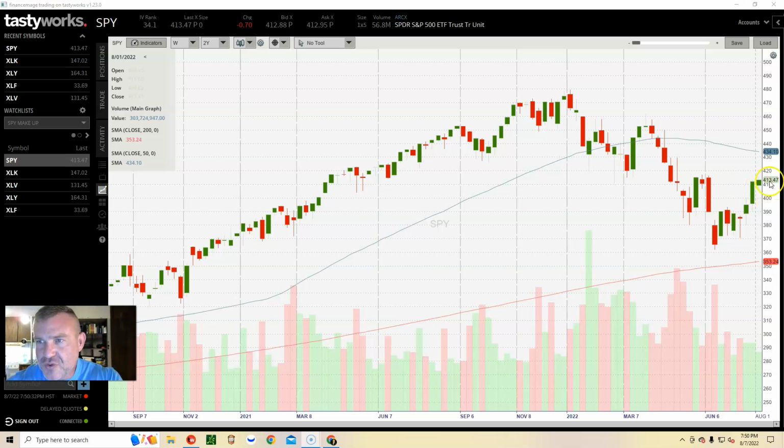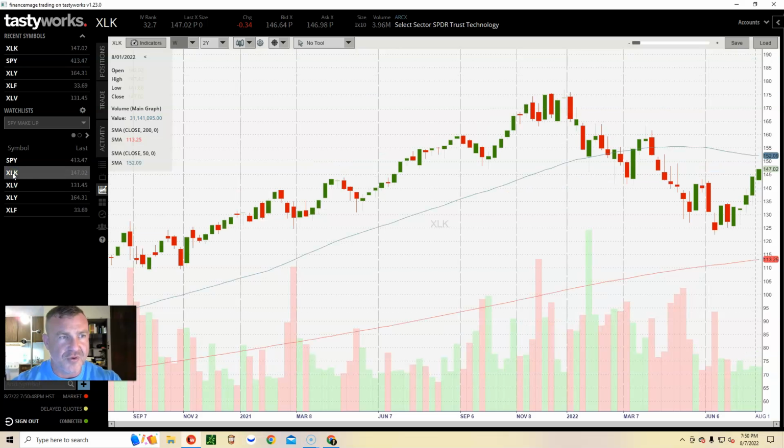So this is a bit of a neutral indicator. However, we should get an idea by looking at these other 4 ETFs if we're still going to have a bit of a bullish slant to it. So let's look at the technology sector through XLK.